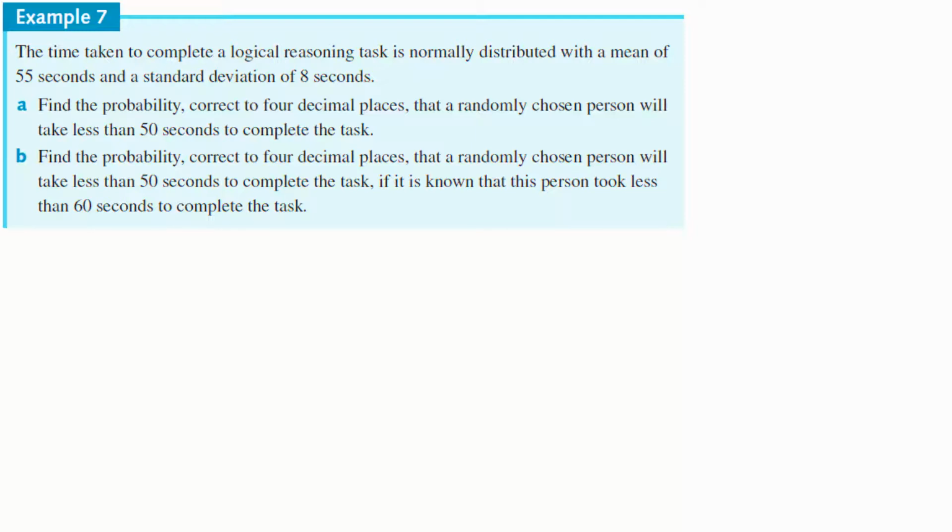Now it says find the probability, correct to 4 decimal places. So you're using your CAS, that a randomly chosen person will take less than 50 seconds to complete the task. And before you answer that question, it's all about thinking about the problem and what the question is asking. Because if you know what the question is asking, then you can answer it. If you don't know what the question is asking, then you can't really solve what you don't know. True? So, when it says find the probability that a randomly chosen person will take less than 50 seconds to complete the task, essentially, what am I asking right now?